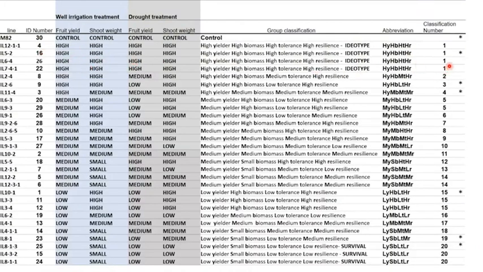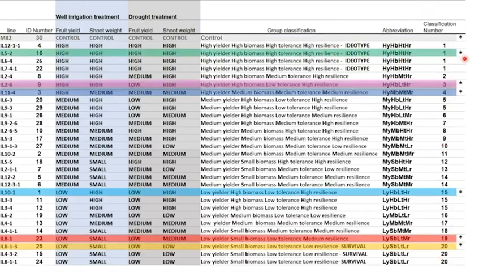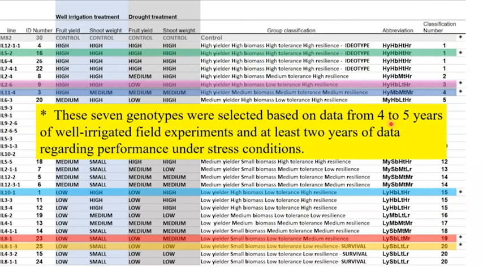And all in all, we found 20 different behavior patterns. We selected 8 out of them, 7 plus the M82. And we chose these 7 first because we want to have very different lines. So for example, we have 1 ideotype, 2 high yielders, 1 medium yielder, and 2 low yielders. The colors you see I'm going to use for the rest of my talk. So green and blue are the high yielders, and red and yellow are the low yielders. And we chose these lines because we had at least 4 years of field experimental data.